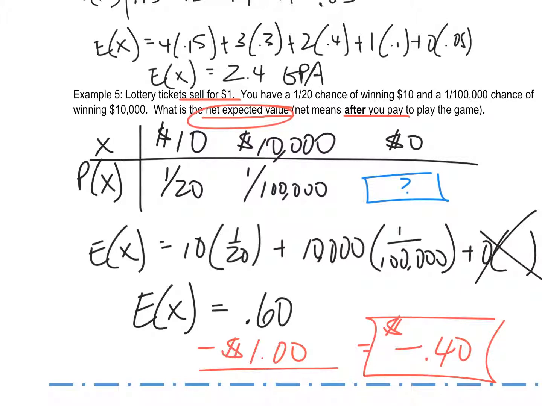Remember a couple vocab words. This T-chart thing is called a probability distribution. This is our notation for expected value. Net means after you subtract what you paid, okay?